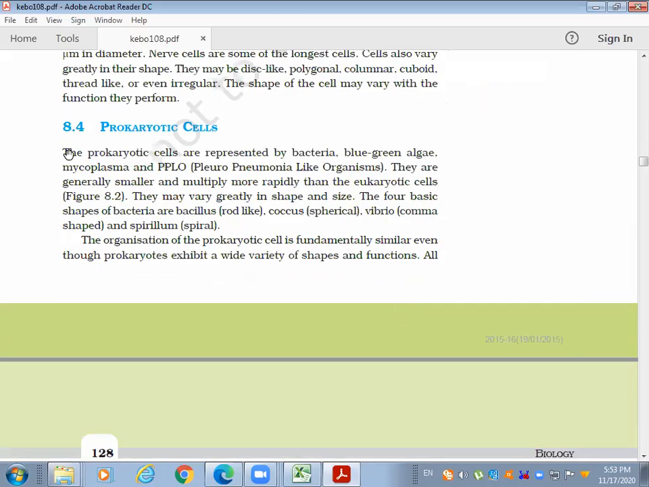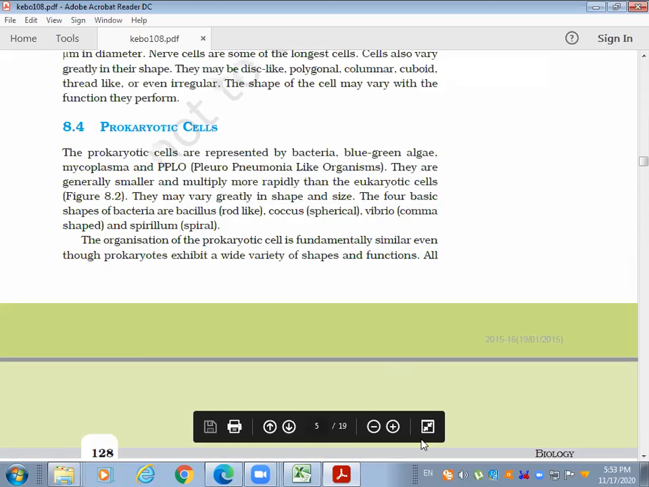Let's take a look at the prokaryotic cells. The prokaryotic cells are represented by bacteria, blue-green algae, mycoplasma, and PPLO, pleuropneumonia-like organisms. They're generally smaller and multiply more rapidly than the eukaryotic cells. They may vary greatly in shape and size. The four basic shapes of bacteria are bacillus, rod-like; coccus, spherical; vibrio, comma-shaped; and spirillum.